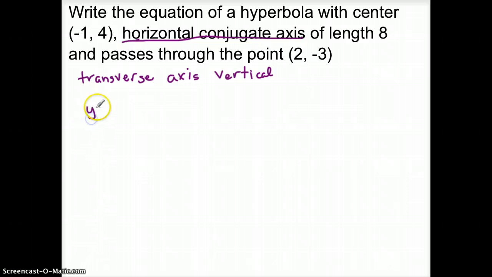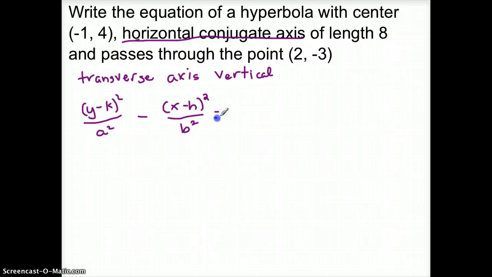that means that the y variable is going to come first. So when I write my form, it's going to be y minus k squared over a squared minus x minus h squared over b squared, and that's going to equal 1. Okay, so the next thing I'm going to do is put my center in for h and k.